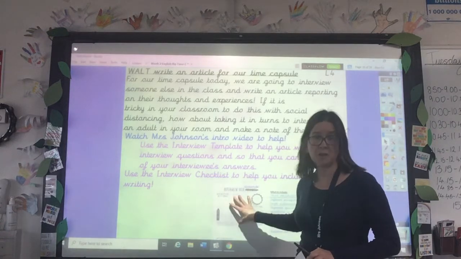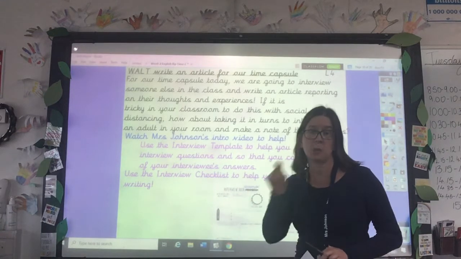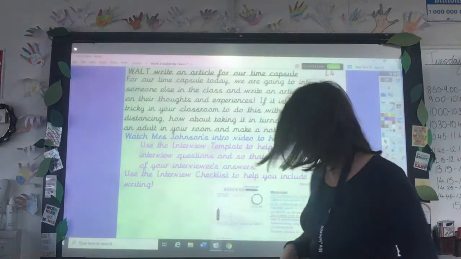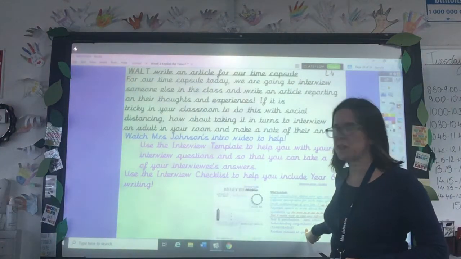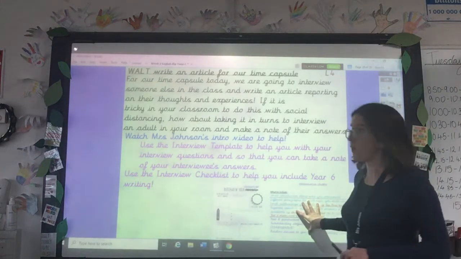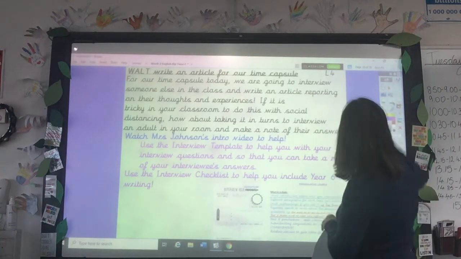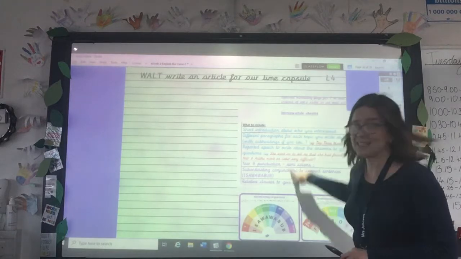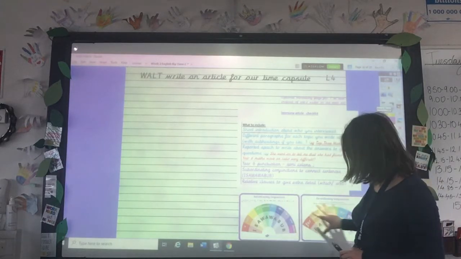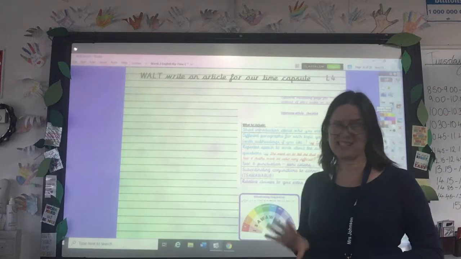You can print that off, or you could just use some of the ideas on it and make notes in your own book. And then, as usual, we've got the checklist with all the things you need to try and remember to include in your actual writing. So, I've got my checklist, I've got my I saw a wubub and my fanboy conjunctions to help me with my writing.